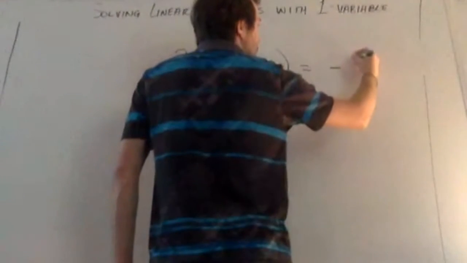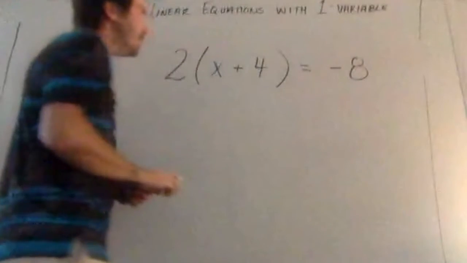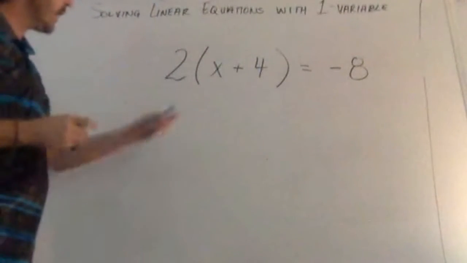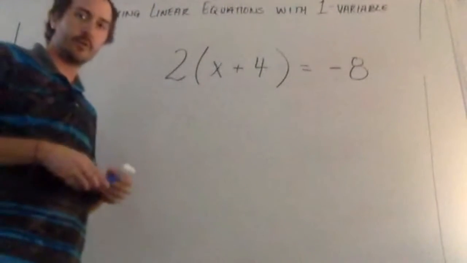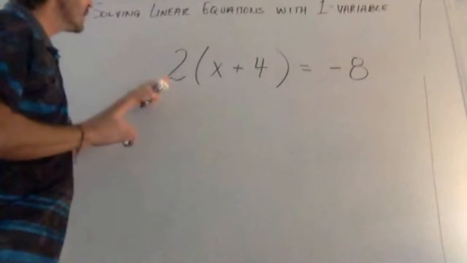And let's say that equals negative 8. Let's see if this works. Whenever I have parentheses, I have to use the distribution property or distributive property. I have to distribute this 2.